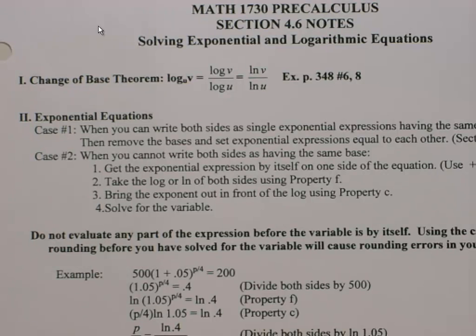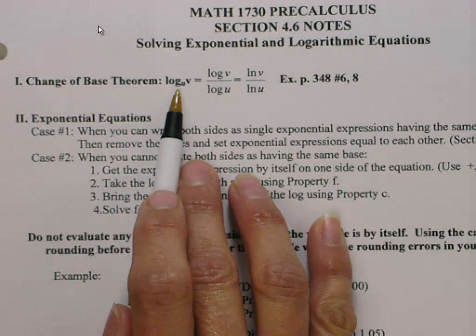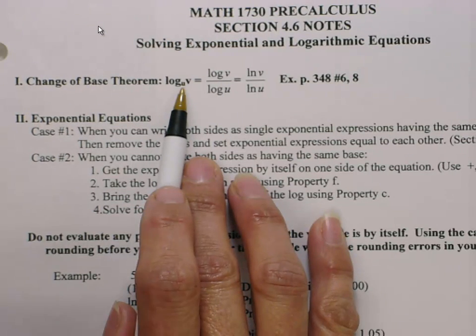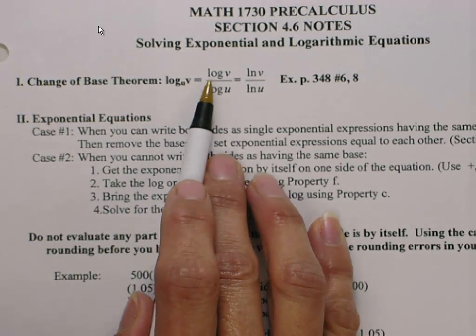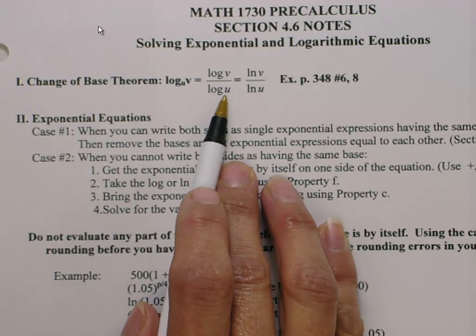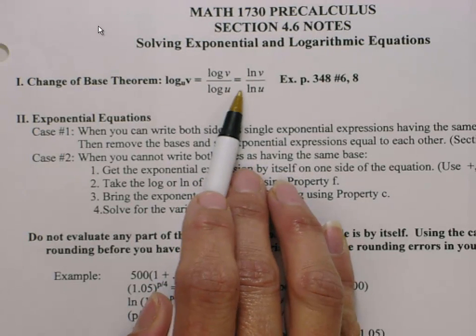change of base theorem. The change of base theorem allows me to change other base logarithms to bases that I have buttons for on my calculator, either log base 10 or log base e. The change of base theorem says log base u of v equals, if you change it to log base 10, it'll be log base 10 of v over log base 10 of u, or you can change it to natural log of v over natural log of u.